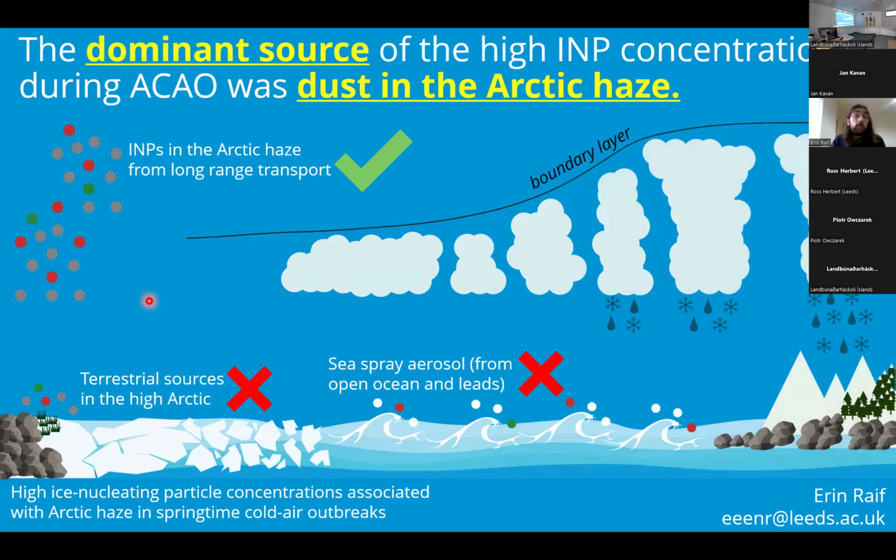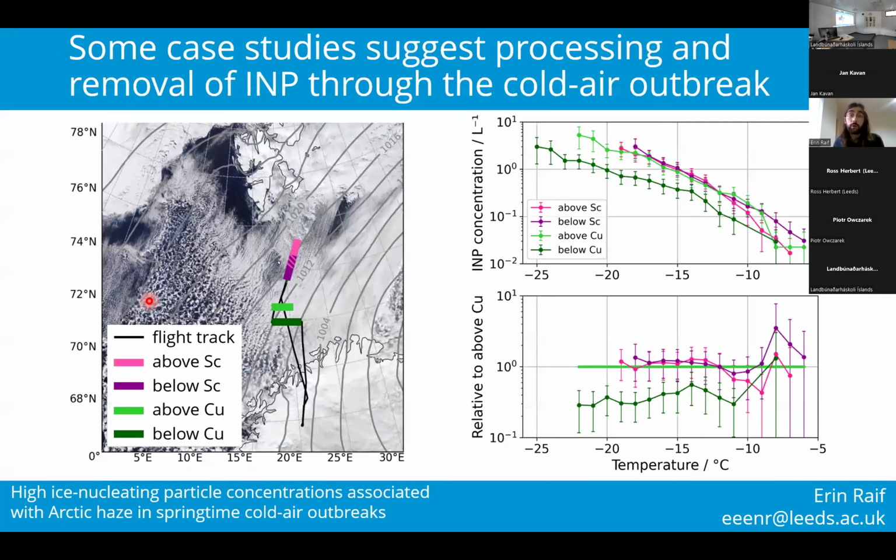So what are we doing with this? Our current work is to look at a particular case study. There are a couple of really interesting cases where we appeared to see processing and removal of IMP as these cloud systems progressed. So this is a case where we made four IMP measurements, two above and below the cloud, but one upstream and one downstream in the outbreak.